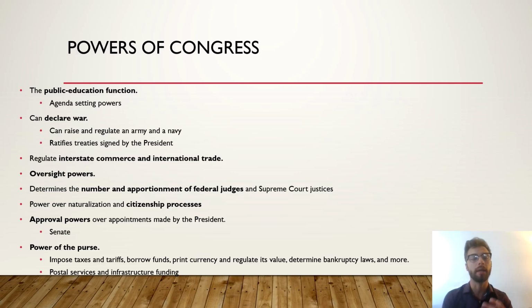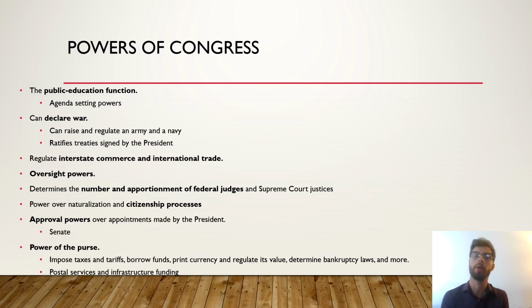So we see the public education function. This is their ability to set the agenda by determining what issues will be discussed and decided upon. They use tools like public hearings, oversight of the bureaucracy, committees, and floor debates. They do this with issues like immigration, firearms, concerns of small businesses, corporate interests, and so much more. So we see an ability to determine how we will address and examine specific issues.